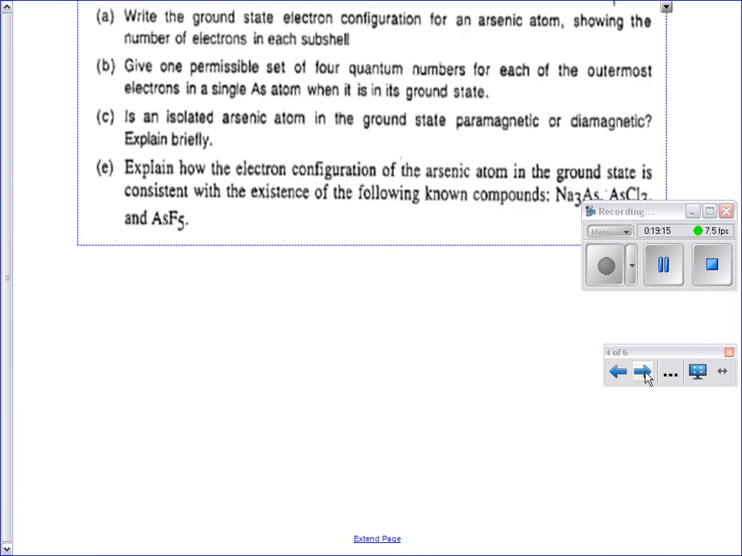All right, next problem is to write the ground state electron configuration for an arsenic atom showing the number of electrons in each subshell. Since they're saying in each subshell, that's going to pretty much require that you write the full electron configuration. They're saying basically you are not allowed to do core. So let's do it. 1s2, 2s2, 2p6, 3s2, 3p6, 4s2, 3d10, and 4p what? 4p3. Done.